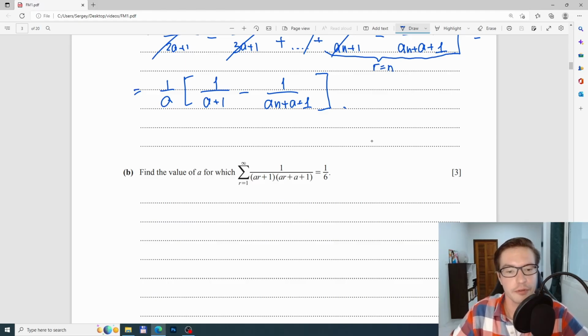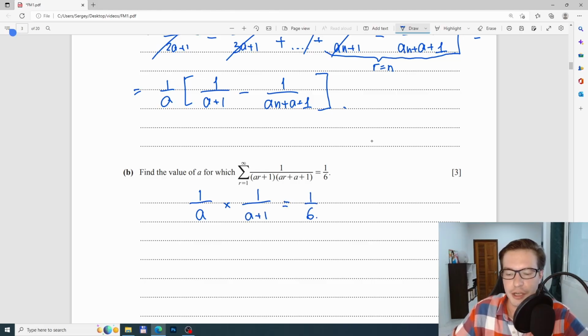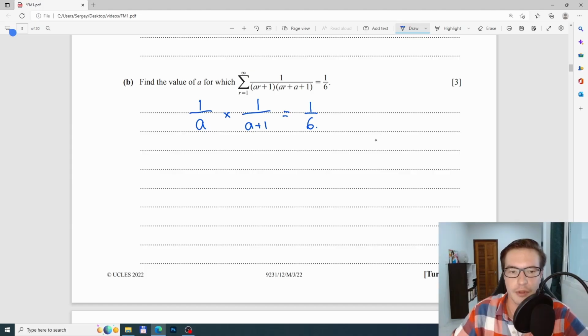We have to find the value of A for which the sum to infinity is 1 over 6. Now, if you look at our answer from the previous question, we can see that the second fraction, where we have 1 over An plus A plus 1, will turn into 0 when n tends towards infinity. And what is left is 1 over A times 1 over A plus 1 equals 1 over 6. So now I can multiply the fractions and I will get 1 over A squared plus A equals 1 over 6.